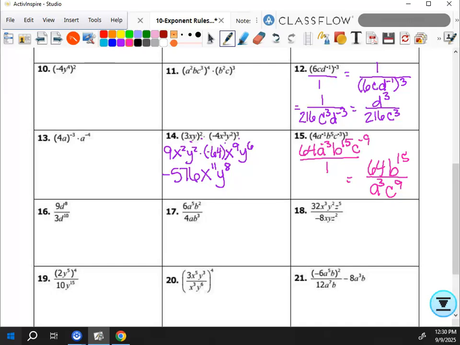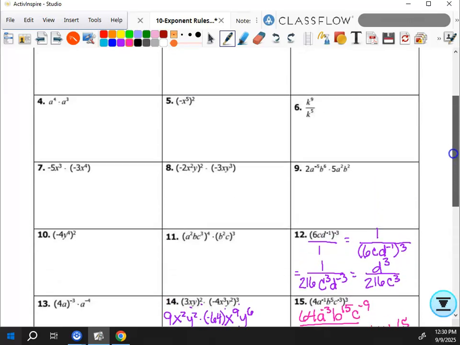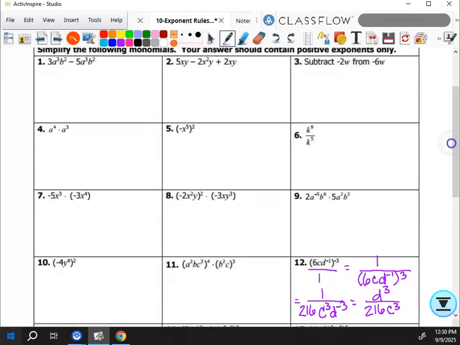Questions? Okay. Because that's something we've got to be able to do. Now we're going to jump back up and do number 2 because I had a question on that earlier. The question was, what am I supposed to do to make this look like the other ones? Well, you really can't.